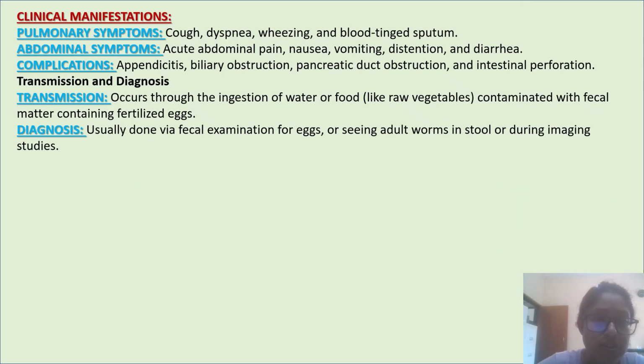Next, clinical manifestations. Pulmonary symptoms: cough, dyspnea, wheezing, and blood-tinged sputum. Abdominal symptoms: acute abdominal pain, nausea, vomiting, distension, and diarrhea. Complications: appendicitis, biliary obstruction, pancreatic duct obstruction, and intestinal perforation. Transmission and diagnosis. Transmission occurs through ingestion of water or food contaminated with fecal matter containing fertilized eggs. Diagnosis is usually done via fecal examination for eggs, or seeing adult worms in stool or during imaging studies.